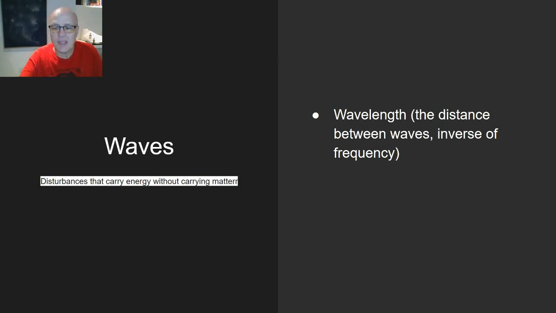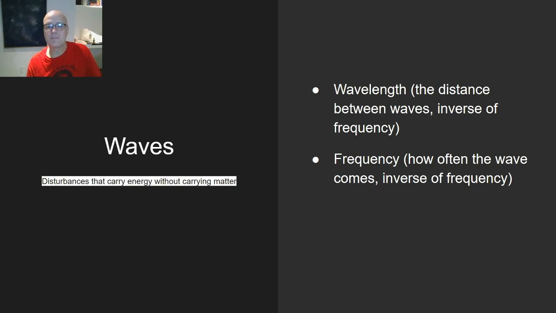But what's frequency? Frequency: how often the wave comes. So if you think about wavelength, it's the distance between the crest of each wave. Frequency is how often the wave comes. So it's pretty logical, right? If the wavelength is shorter, the crests of the waves hit faster. If the wavelength is further, the crests of the waves hit slower.